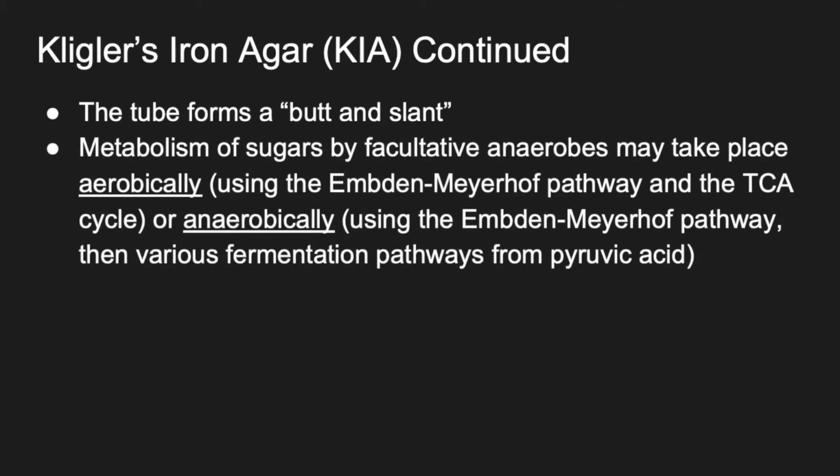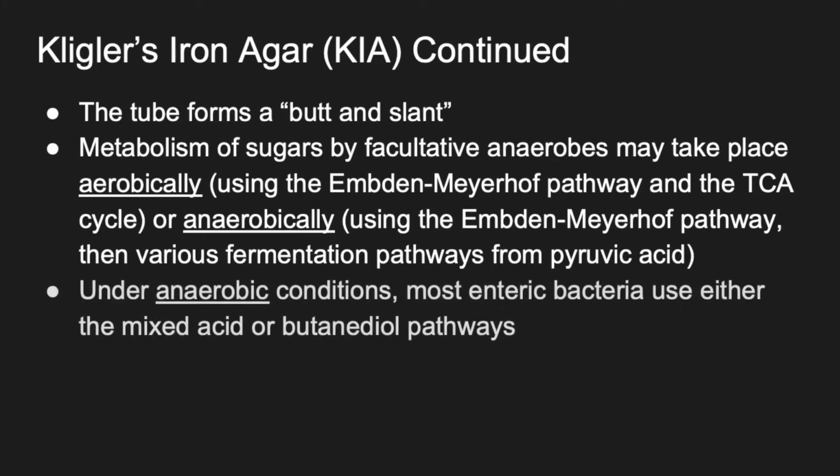Metabolism of sugars by facultative anaerobes may take place aerobically using the Embden-Meyerhof pathway and the tricarboxylic acid cycle, or the TCA cycle, or metabolism of sugars can occur anaerobically using the Embden-Meyerhof pathway and then various fermentation pathways from pyruvic acid. So sugars can be metabolized in one of these two ways depending on if it's aerobic or anaerobic.